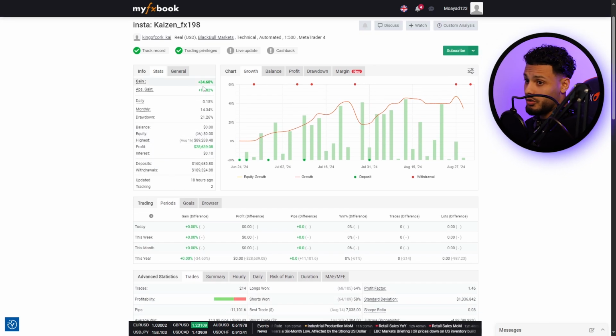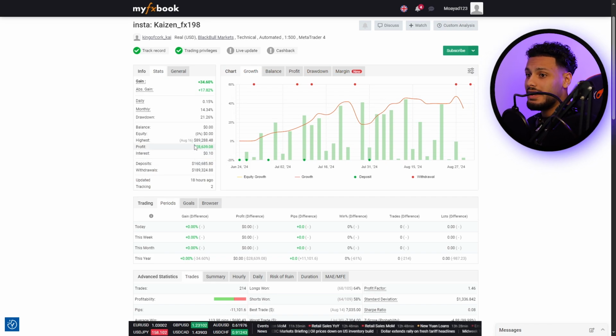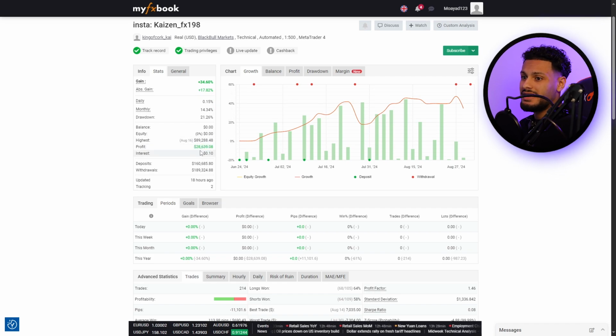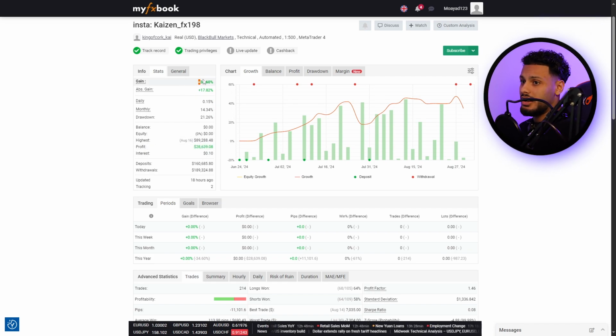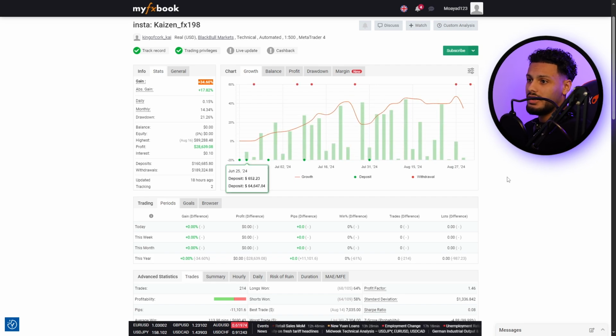So the next thing that most people also look at is profit. So as you can see, this client has deposited $160,000 and he has made a profit of $28,000, and the gain on that is 34%, right, which is very, very healthy gains.